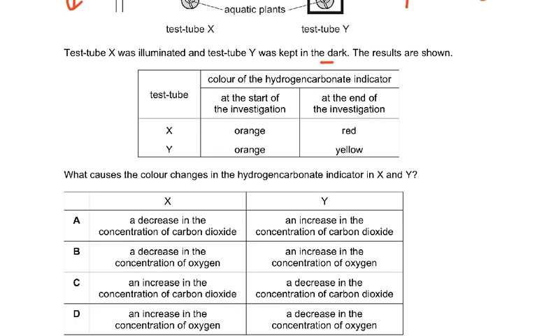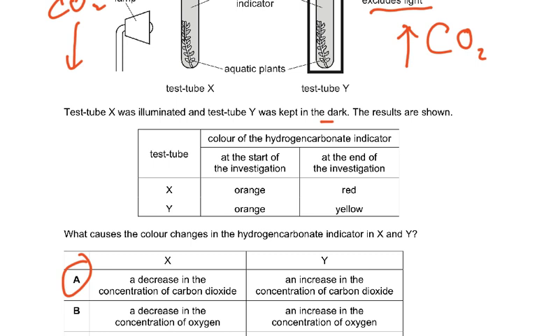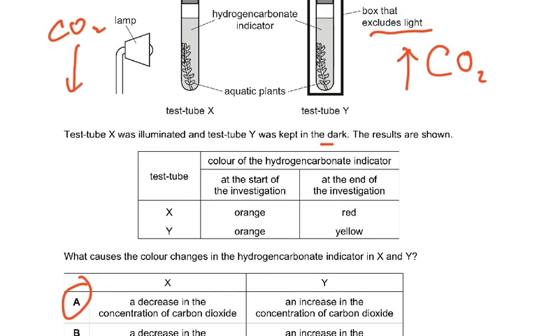What causes the color change in the hydrogen carbonate indicator in X and Y? So the answer is A, a decrease in the concentration of carbon dioxide and an increase in the concentration of carbon dioxide. And these colors are all to do with carbon dioxide. The carbon dioxide concentration more or less is going to determine the final color.